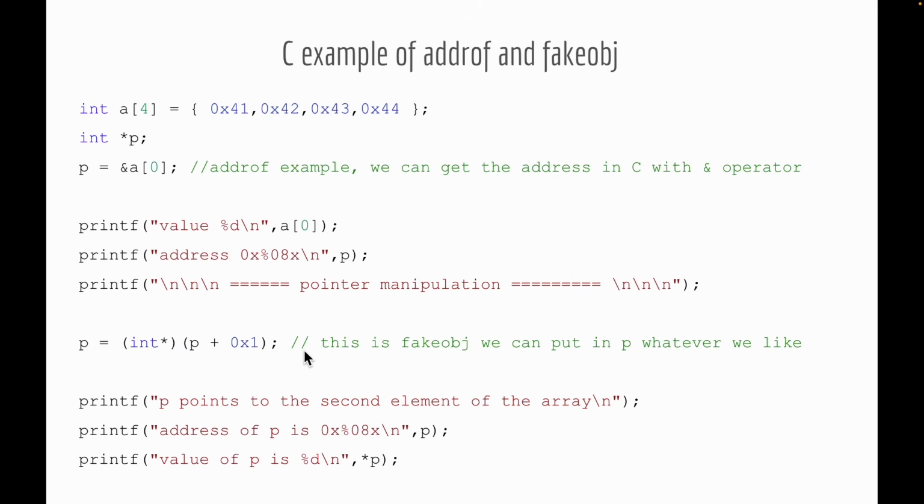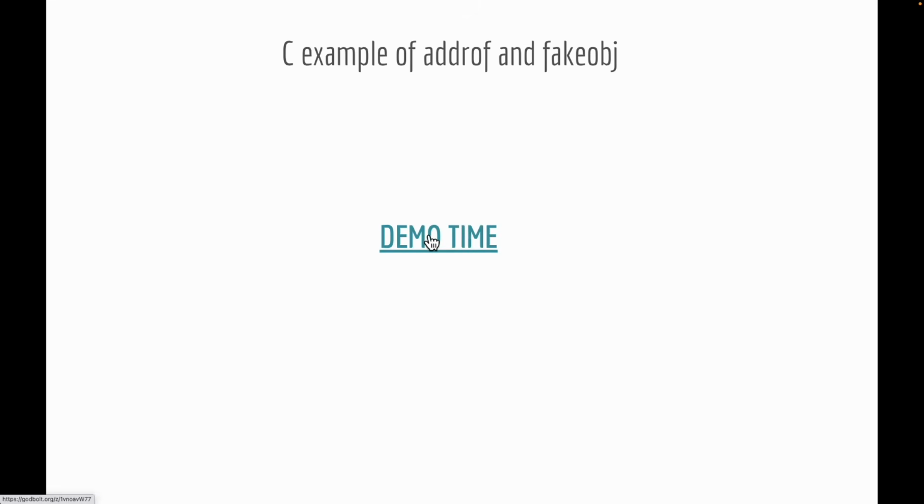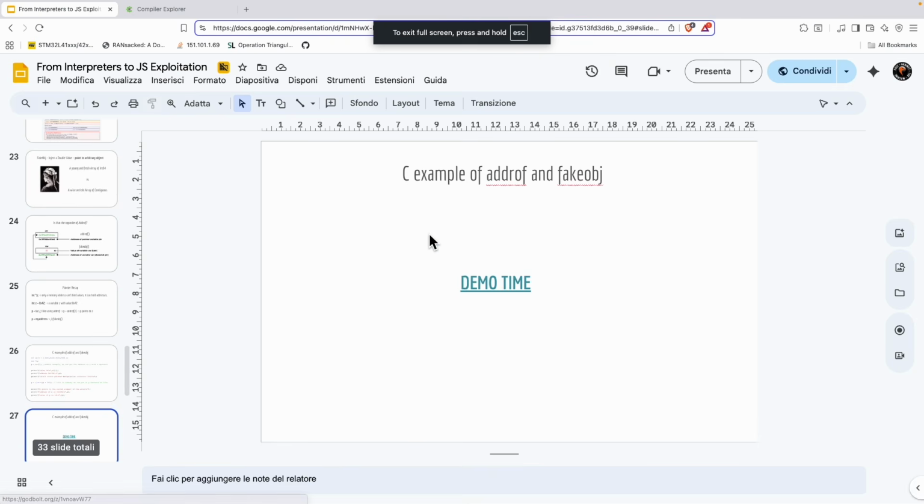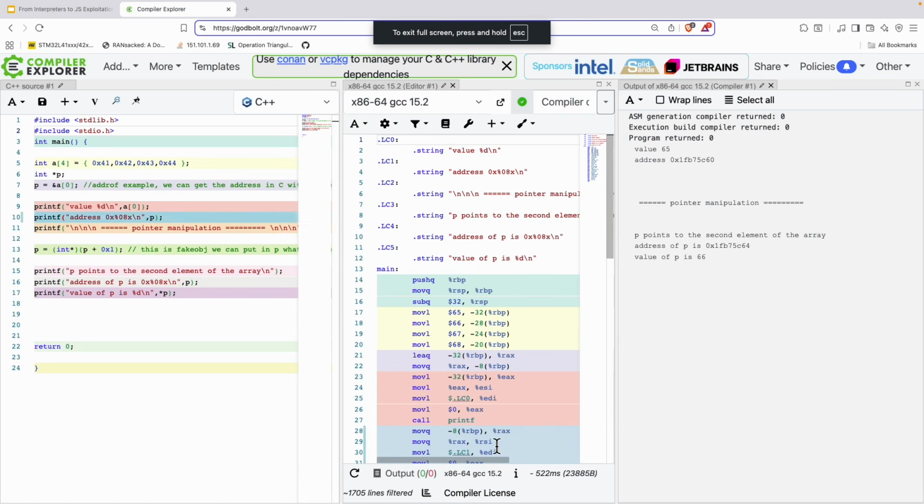And that's the idea of how you could use the fake object, though within this parenthesis you would have a double number. We are augmenting P by the value 1, and the idea is that you are moving the cursor through the array. So I prepared a nice demo on Godbolt, which is here.